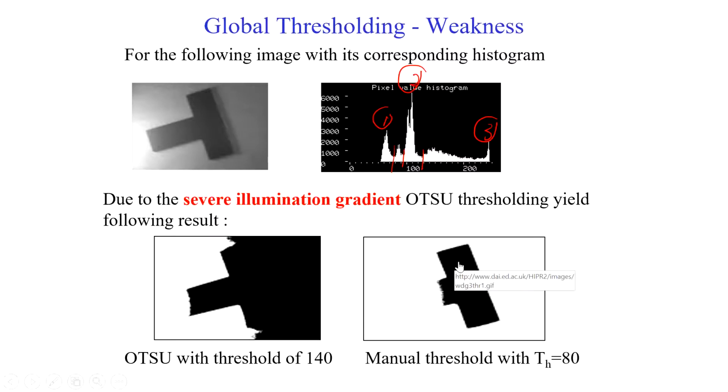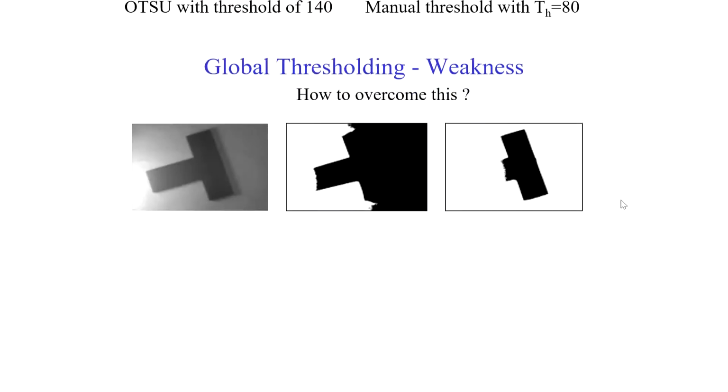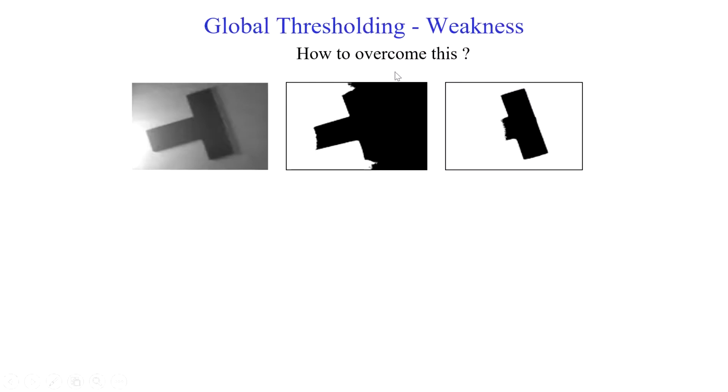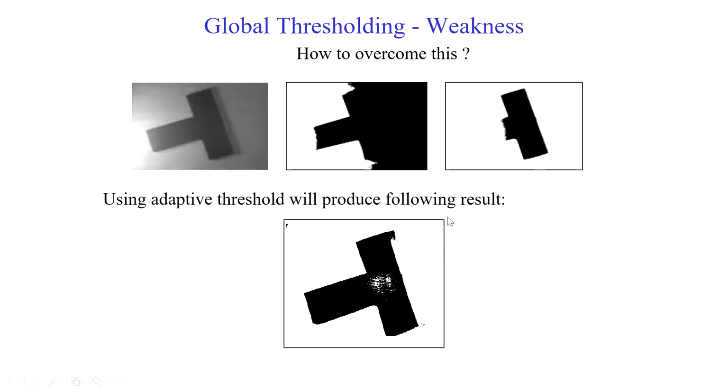It is quite hard to rely on a single threshold value to separate foreground from the background for this particular image, because it's quite hard to rely on a single value when you have a non-uniform illumination condition. So since we have various issues with the single threshold value, how can we overcome this? The answer is by using the adaptive threshold. This is the result if we use the adaptive threshold.